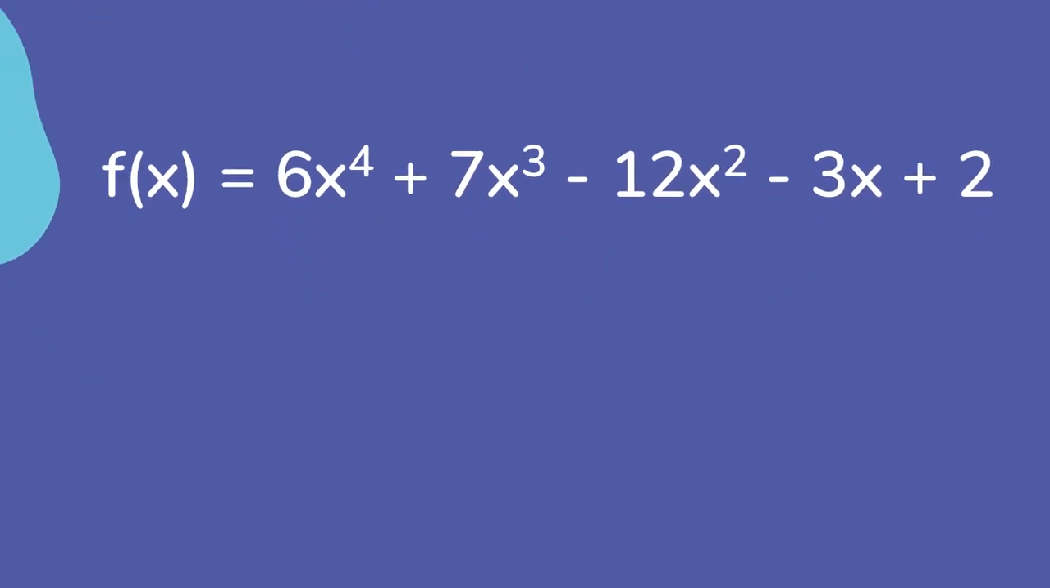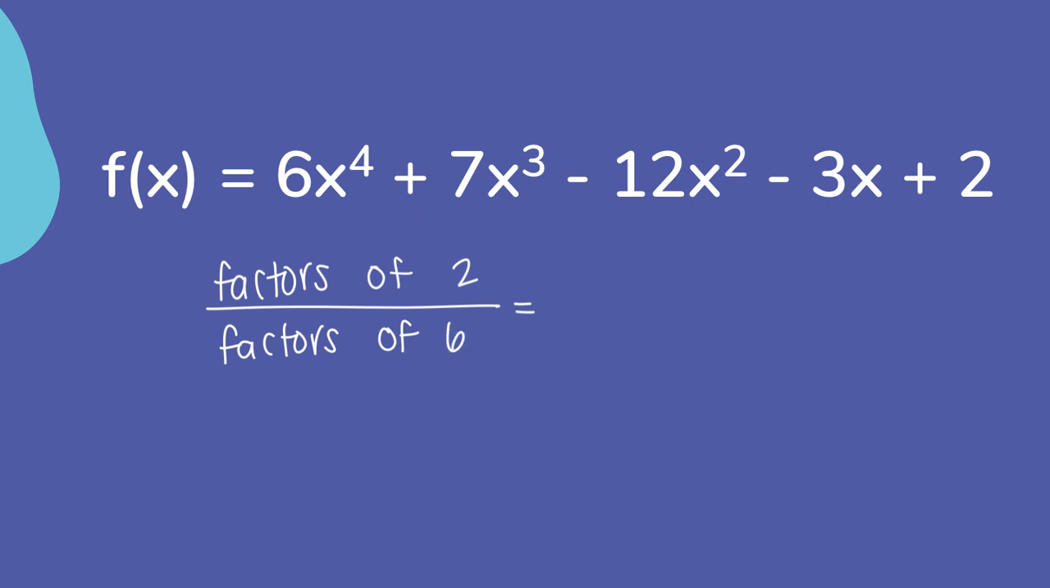First thing I have to do is write the factors of my last term over the factors of my leading coefficient. So factors of 2 over factors of 6. Keep in mind, all my answers are going to be positive, negative. What are my factors of 2? Just 1 and 2. What are my factors of 6? 1, 2, 3, and 6. Good. Okay, so that's the first step.